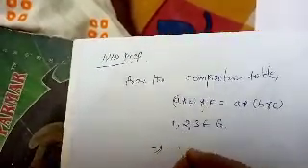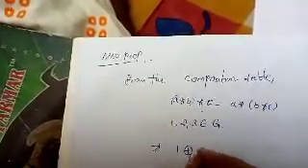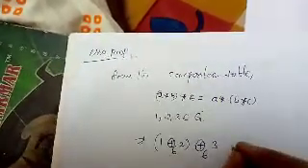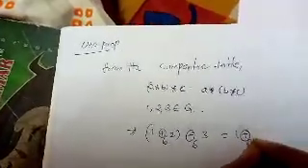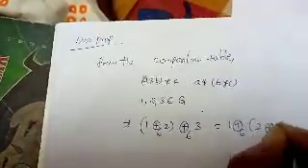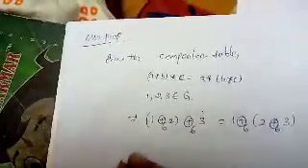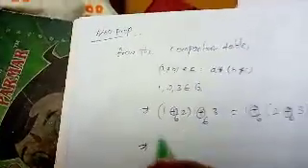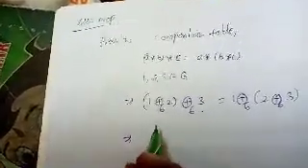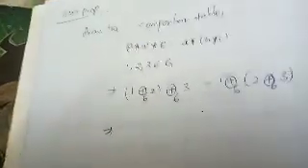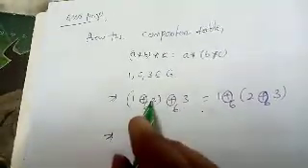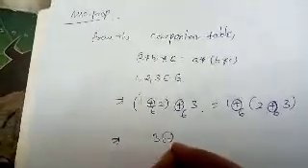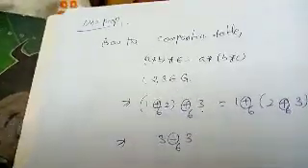So take 1, 2, 3 belonging to G, which implies 1 addition modulo 6 (2 addition modulo 6 3). On the right-hand side, 1 plus 2 means 3, so 3 addition modulo 6 3, which means 3 plus 3 is 6.